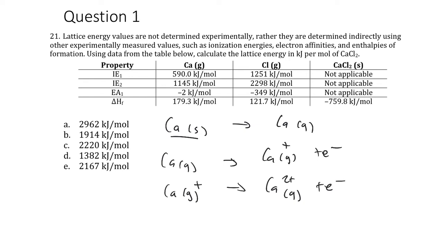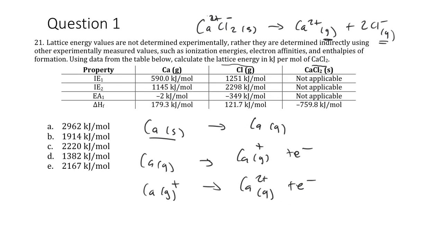We're ultimately trying to find the lattice energy of CaCl2. And the lattice energy is the energy specifically for this reaction: CaCl2 as a solid forming calcium 2 plus gas plus 2Cl minus gas. So just separating this compound into its gaseous ions. And so the delta H of this reaction is our lattice energy.